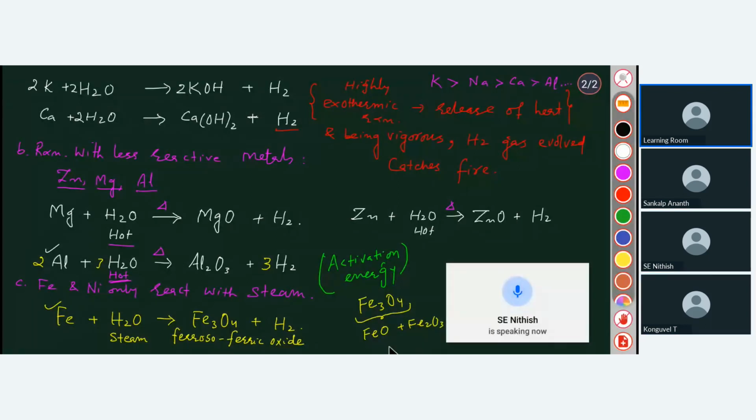When it is FeO, it is known as ferrous oxide. So it's ferrous oxide plus ferric oxide, basically. Exactly. You have to remember that this Fe3O4 is a mixed oxide. Here iron is in +2 oxidation state, and here iron is in +3 oxidation state. That means this one is your ferrous and this one is your ferric.